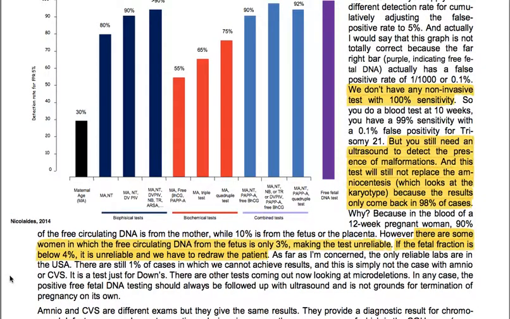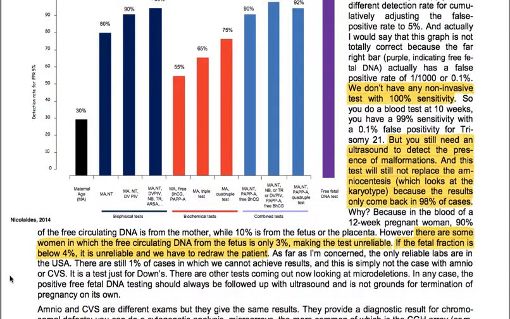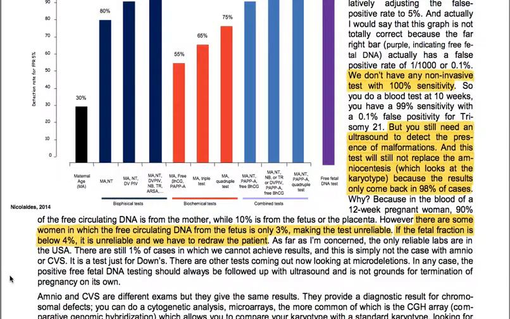There are still 1% of cases in which we cannot achieve results, and this is simply not the case with amniocentesis or chorionic villus sampling. It is a test just for Down syndrome. There are other tests coming out now looking at microdeletions. In any case, the positive free fetal DNA testing should always be followed up with ultrasound and is not grounds for termination of pregnancy on its own.